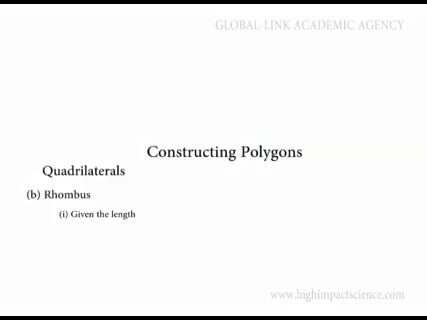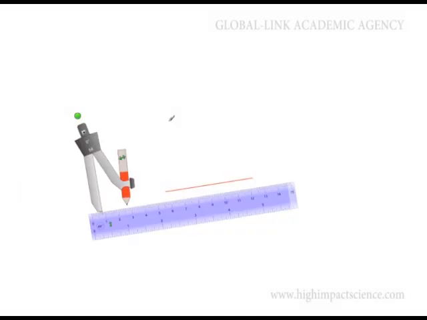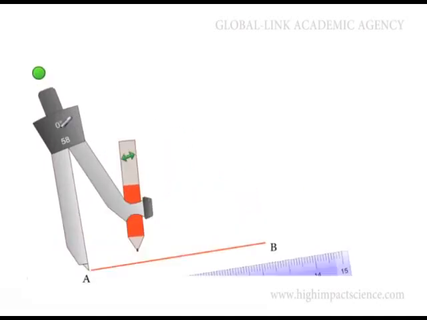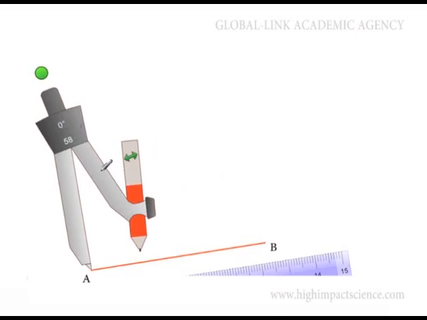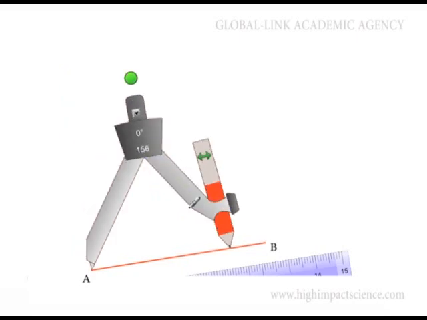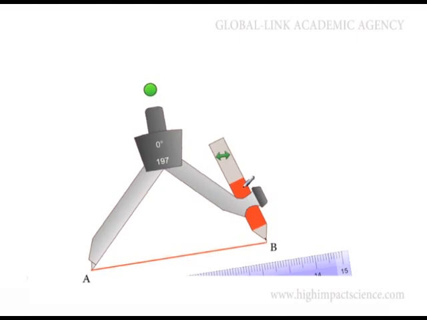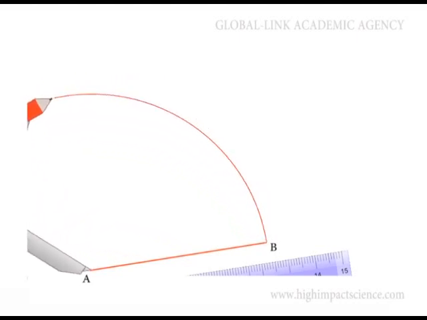Next is a rhombus. We will now construct a rhombus with sides equal to that line. I measure it and it's 6.5 centimeters. So what I do is place the compass on one end of the line. Open it to the same length of the line and then create an arc.